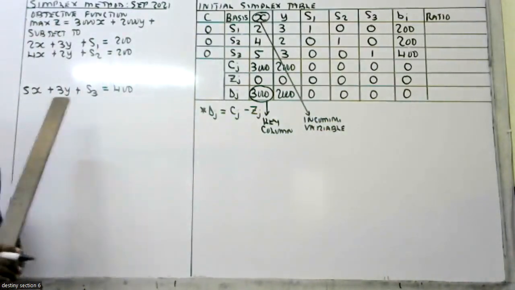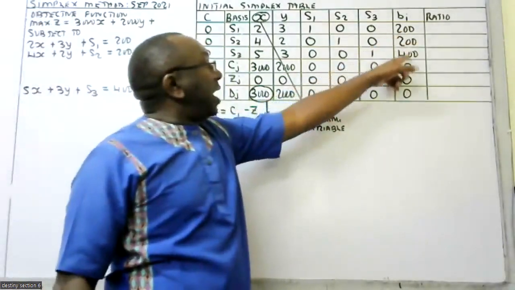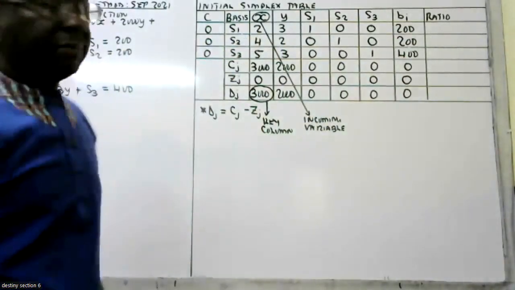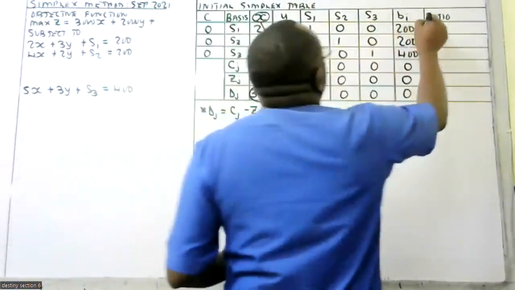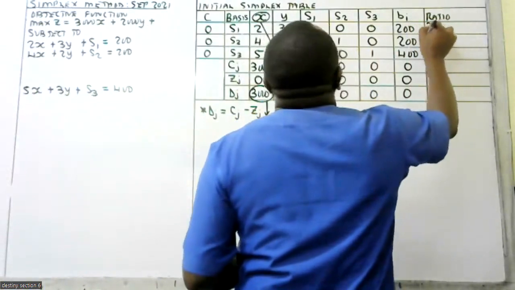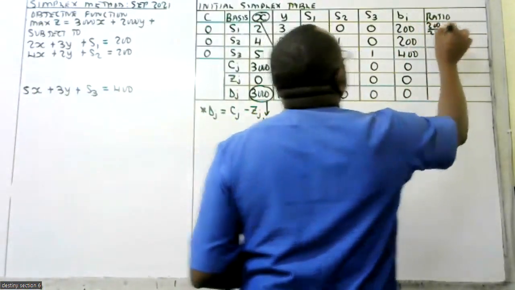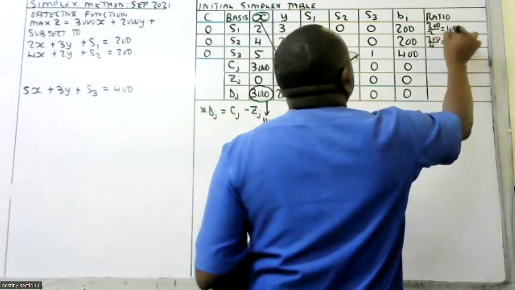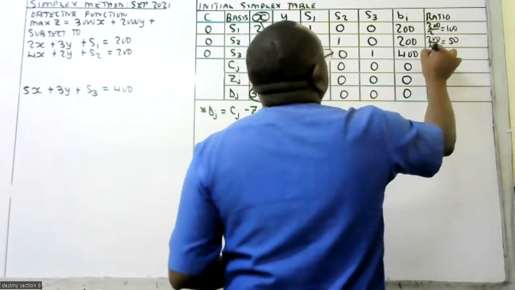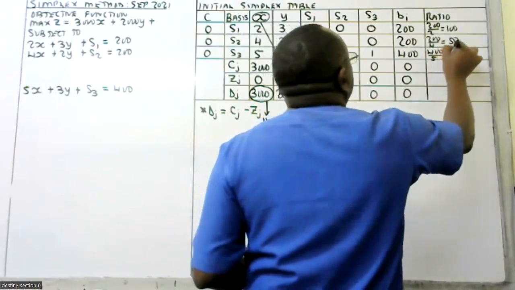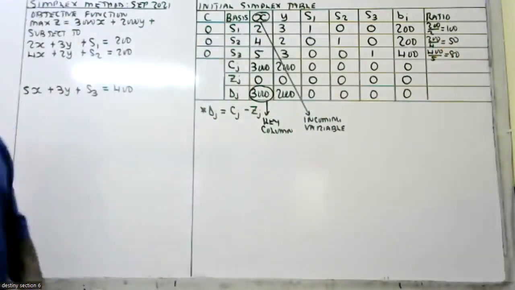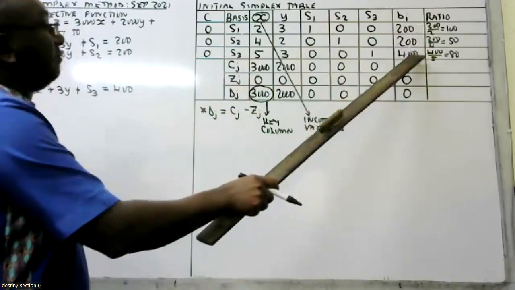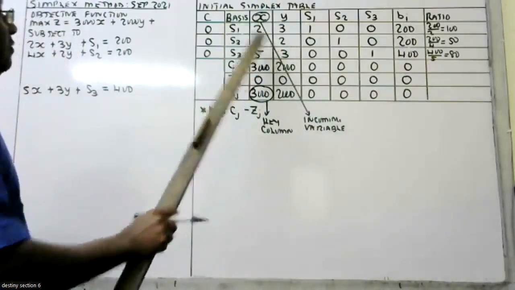Then what you do from there, you take these values here, you divide by the corresponding values in the key column. Like now, this one, 200, you divide by 2, that gives me 100. 200, you divide by 4, that gives me 50. Then 400, you divide by 5, that gives us 80. So in getting the ratios, we take the values there and divide by these 3 values.